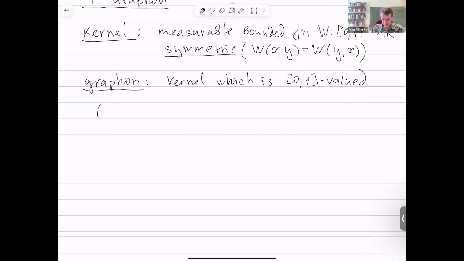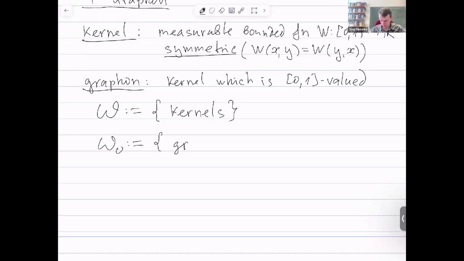And then I define two spaces. Calligraphic W will be the space of all kernels. And this will be convenient because it will be a vector space. So if I have two kernels, I can add them up and multiply by constants. And so if we define some norm, it's convenient to define it on the space W. And then again, standard notation in this area, in particular in Lovász's book, now calligraphic W_0 is the set of all graphons. And this W_0 will be exactly where our limits will live.